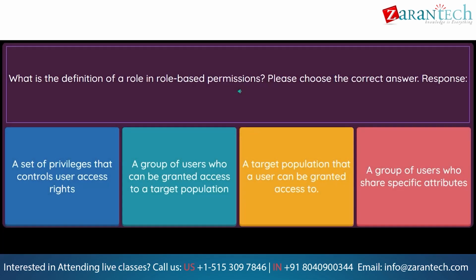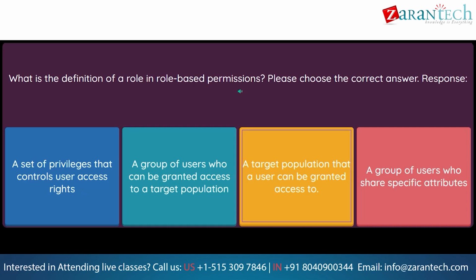Question: what is the definition of a role in role-based permissions? Please choose the correct answer. Response: Option 1, a set of privileges that controls user access rights. Option 2, a group of users who can be granted access to a target population. Option 3, a target population that a user can be granted access to. Option 4, a group of users who share specific attributes.